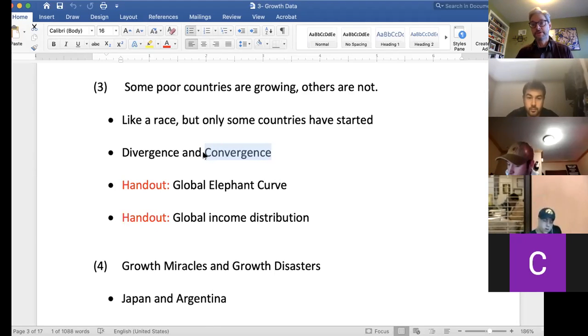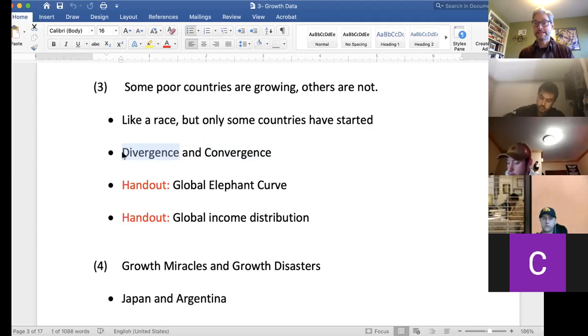We do see convergence. As you've seen in other graphs, and as we'll show you here in a minute, China is converging with the developed world, right? China is poorer than the developed world, but they are growing faster than the developed world, and they've been growing faster now for 40 years. And so what that means is that they're converging. But other countries are diverging.